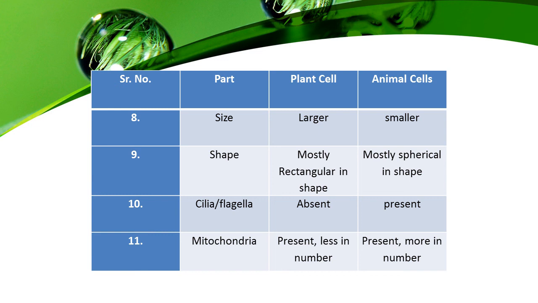Why is it so? Animals are motile, right? Their energy requirement is higher. Obviously, the number of mitochondria in animal cells is more as compared to plant cells. So here we are done with the differences or points of comparison between plant and animal cells.